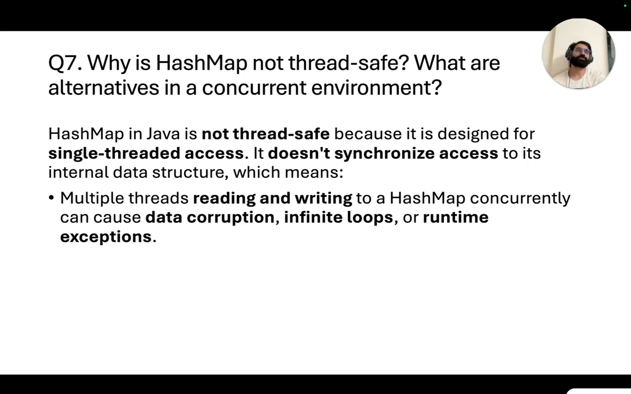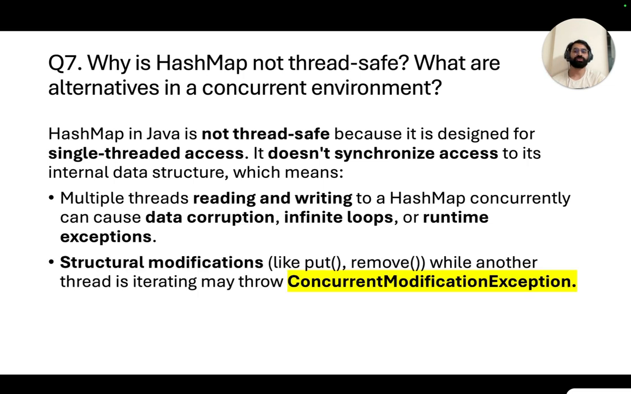Then how to solve this problem? Let's say that you have to use a collection, that is a map, HashMap, in a multi-threaded environment. Then what collection will you choose for that? Before that, if you try to use HashMap in a multi-threaded environment, you have to remember that a ConcurrentModificationException will come.